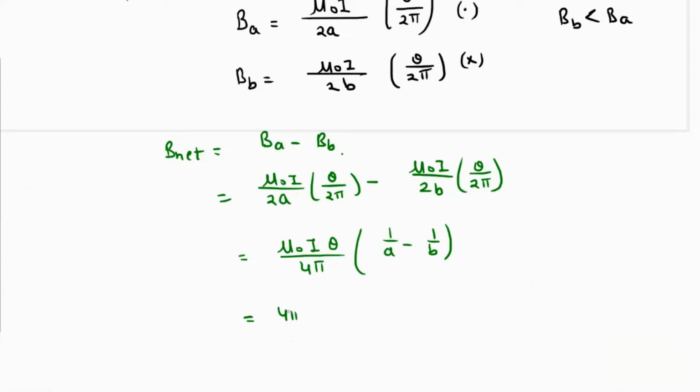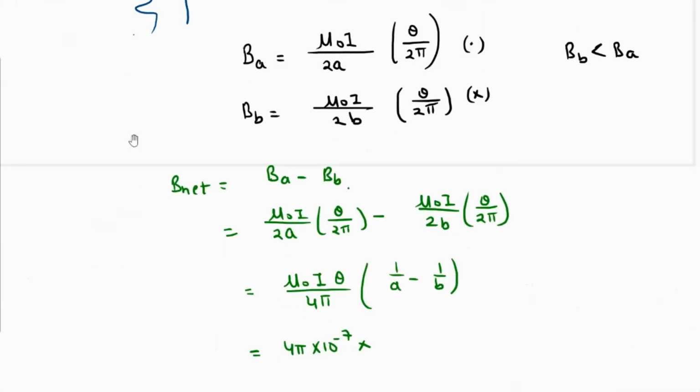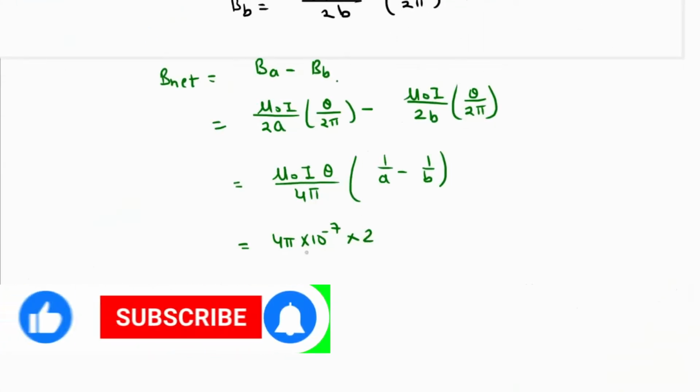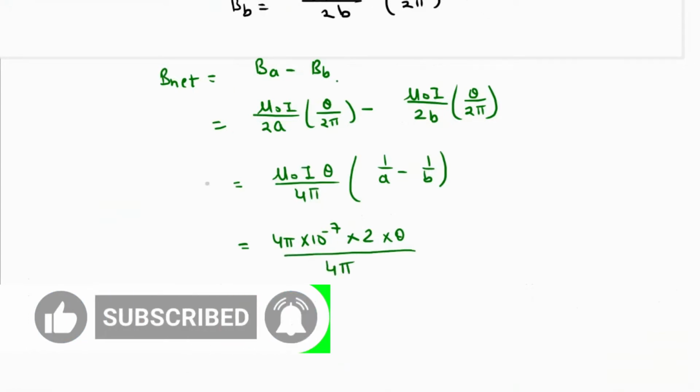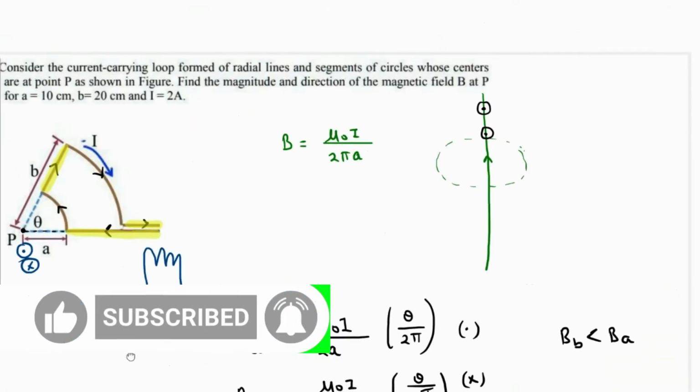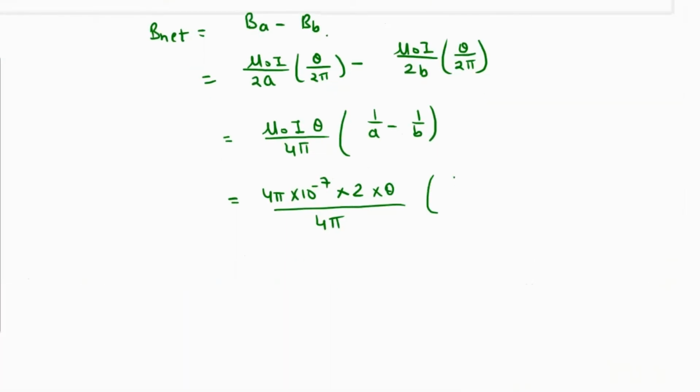Mu naught is 4 pi times 10 raised to minus 7. Current is, I think, given in the question, 2 ampere. Theta is not given in the question. Let's keep it theta. 4 pi remains 4 pi. I just want to confirm the current once again. That's 2. Okay. And A and B are 10 and 20. But mind it, this is in centimeters. So 10 centimeters is 0.1 meter, and 20 centimeters is 0.2 meters.